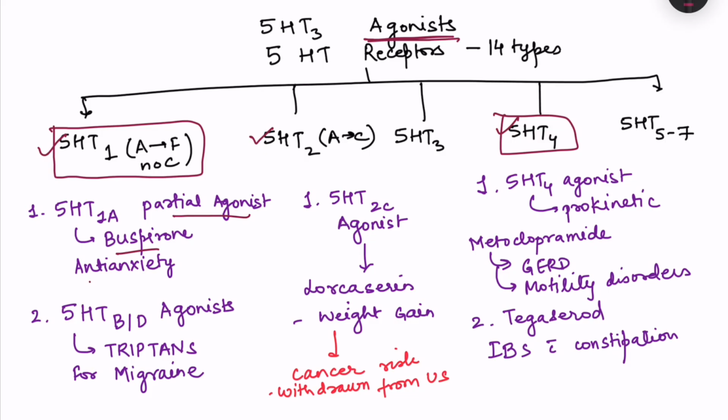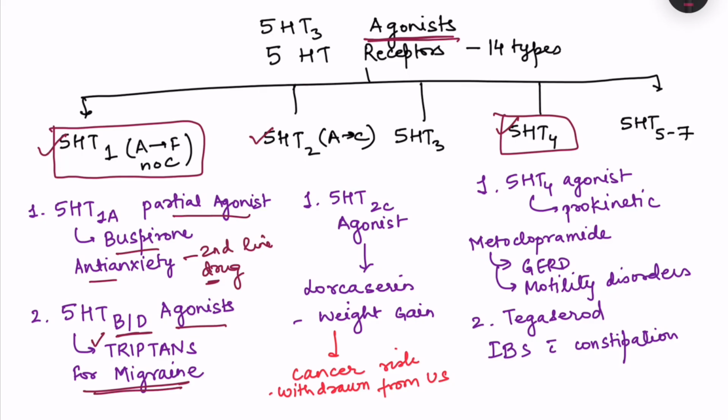Now, this is basically a second-line drug for anxiety, not the first-line drug. First-line drugs are SSRIs. When we talk about anxiety, we will come back to these drugs. So buspirone is anti-anxiety, because serotonin has been implicated in disorders like anxiety and depression. Second is the 5-HT1B/1D agonist, that is, 5-HT1B receptor or 5-HT1D receptor agonists, and these are the triptans. These are used for migraine.